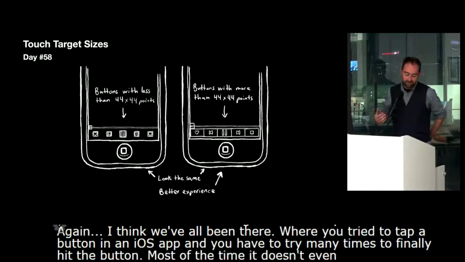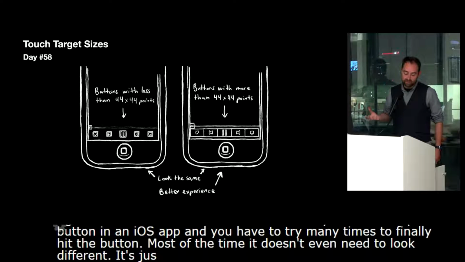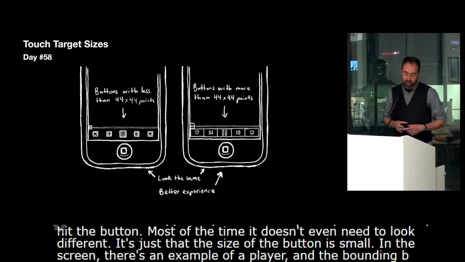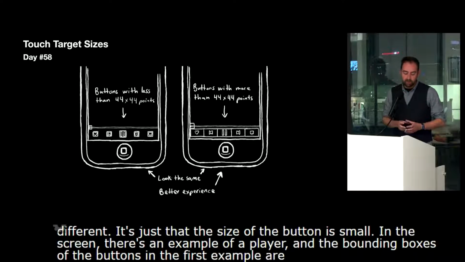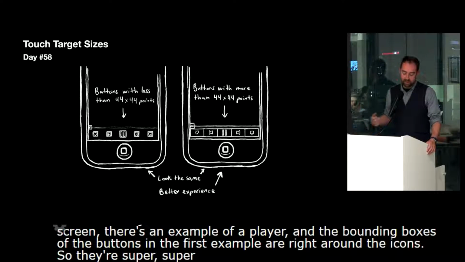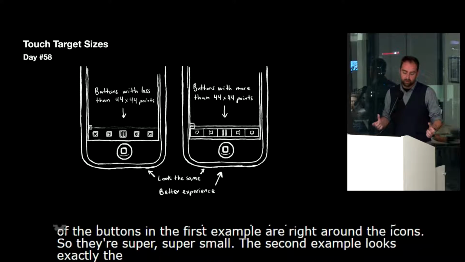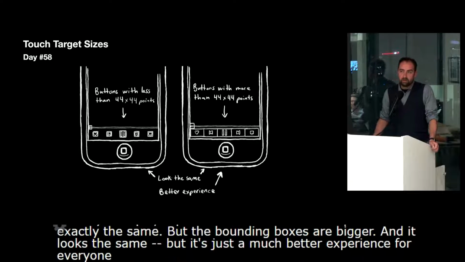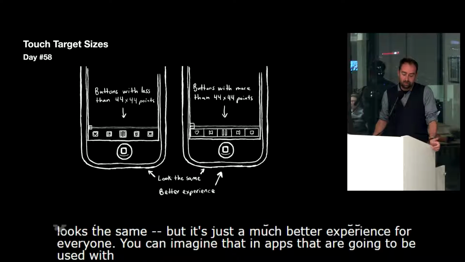In the screen there's an example of a player, and the bounding boxes of the buttons in the first example are right around the icons, so they're super small. The second example looks exactly the same, but the bounding boxes are bigger, and it looks the same, but it's just a much better experience for everyone. You can imagine that in apps that are going to be used with touch controls a lot of times, this is super important.